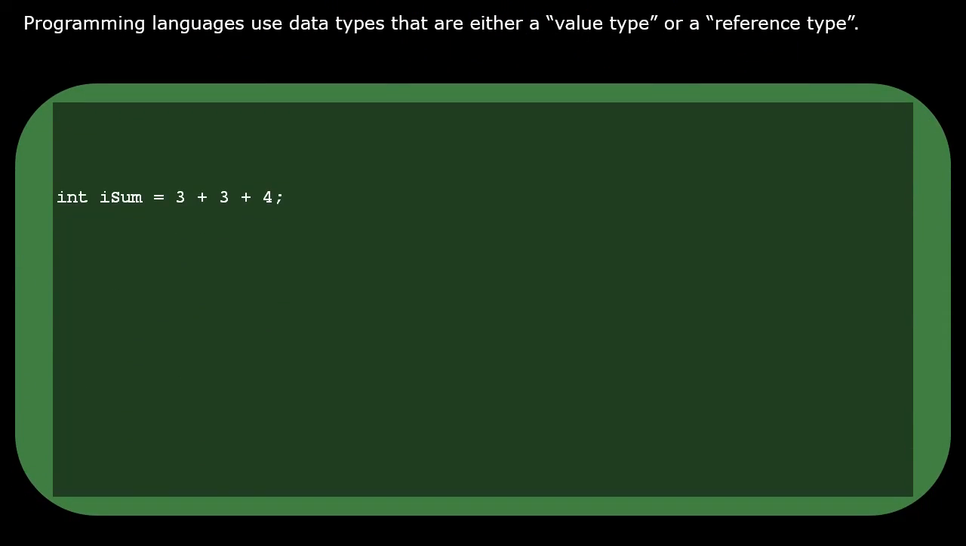Programming languages distinguish their data types as being either a value type or a reference type. A value type is something like C++'s int. There's nothing special about either of these threes, nothing to connect it to the other three, other than they both happen to have the same value. They're both just two values.